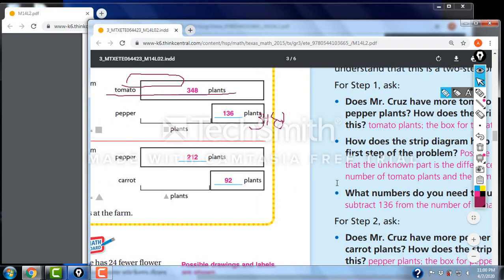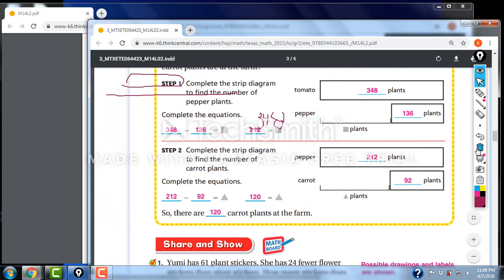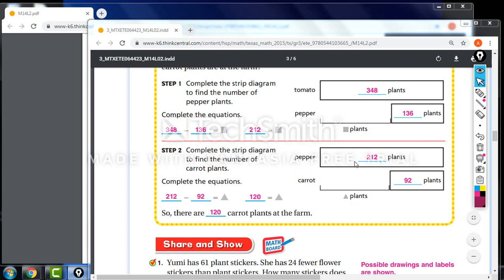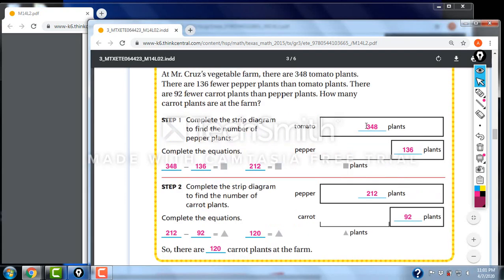So you take a look at this right here. So we know there's 348 tomato plants. And we have to subtract what? 136, because there's 136 fewer pepper plants than tomatoes. So we subtract 348 minus 136, we get 212. So now we know how many pepper plants there are.